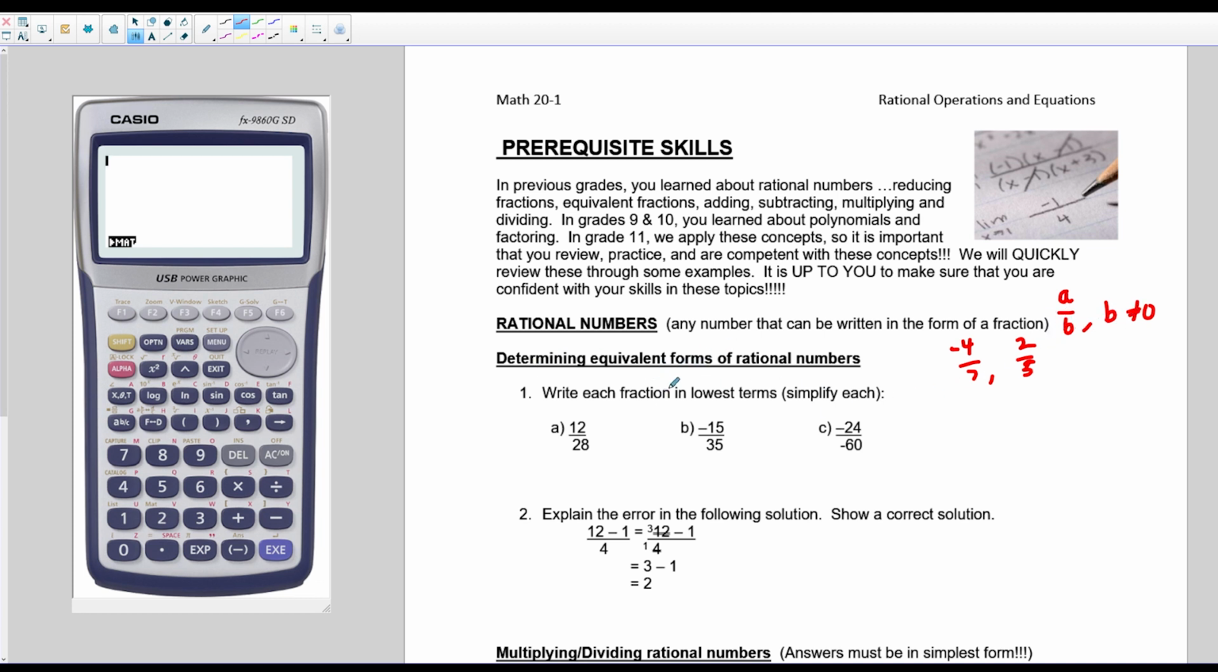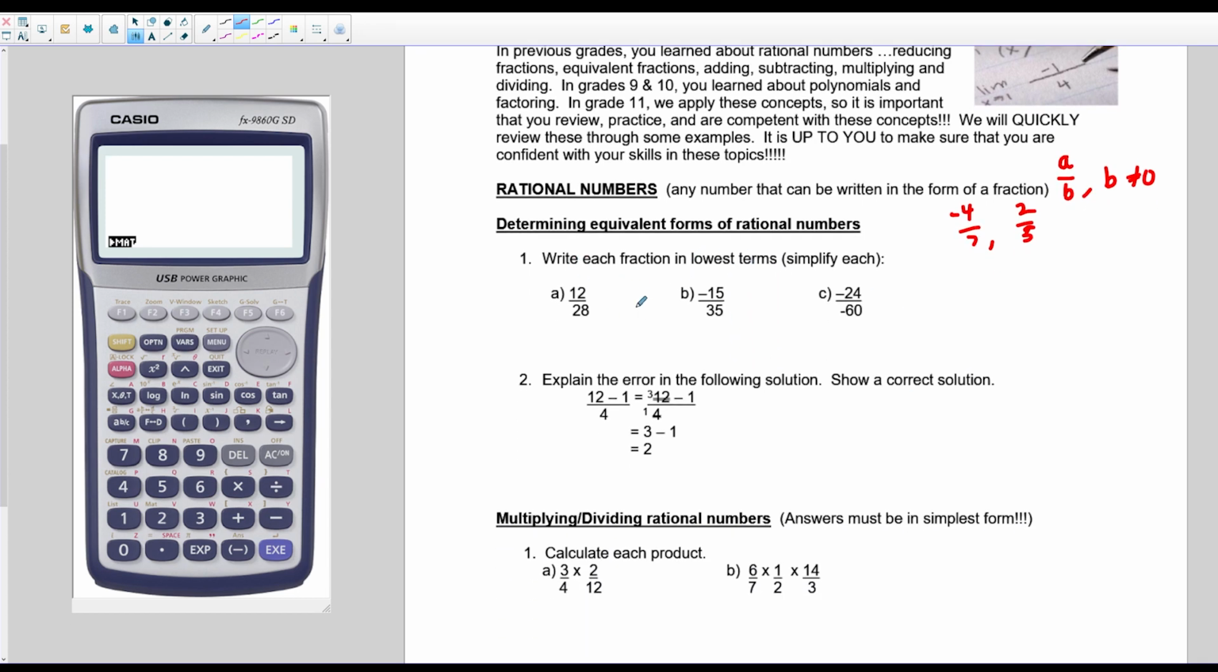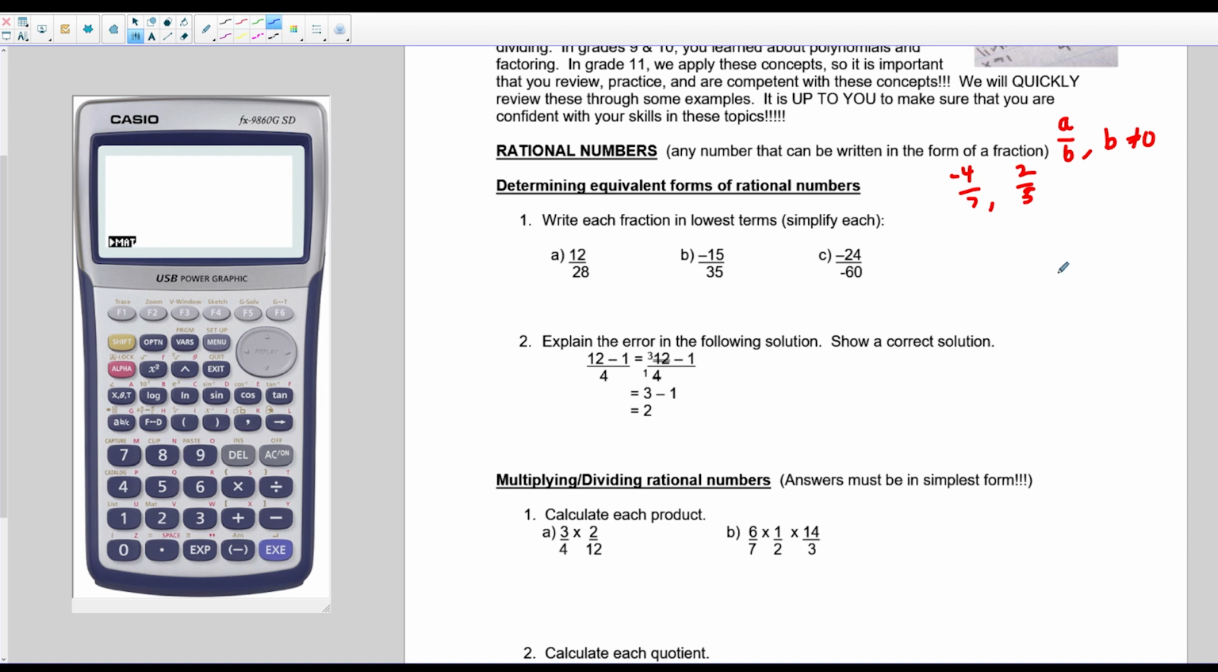So when we're trying to figure out equivalent forms of rational numbers, we want to go ahead and try to simplify each one of these. So for example, we know that 10 over 20 is the same thing as 5 over 10, which can be further simplified to 1 over 2. This would be considered a fraction in lowest terms.